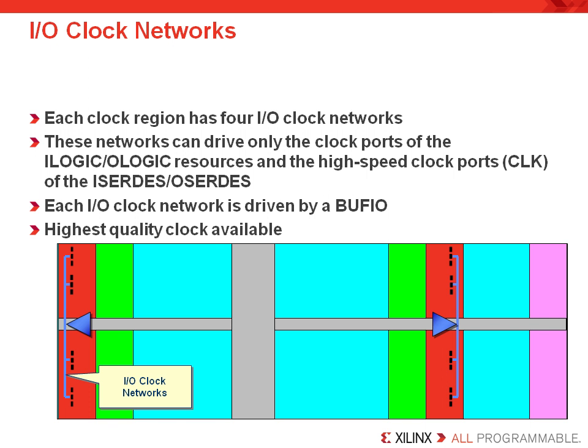Because the I/O clock network only drives a small number of elements, they are optimized for low fan-out, extremely low skew, and a very short insertion delay, which makes them ideal for source-synchronous interface applications. Now, these networks add the least jitter of all the clock networks and run at the highest speeds, up to 1066 megahertz.